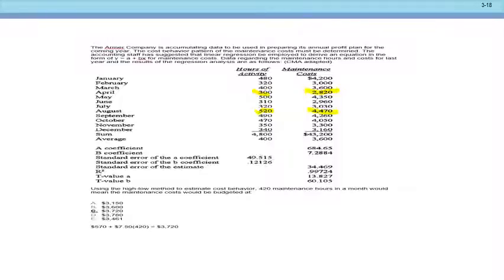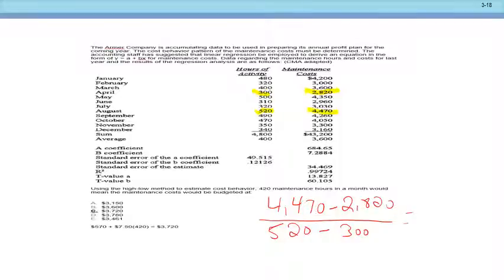So we're just going to go ahead and use the high-low method. And so when we use the high-low method, we're going to take this 4470 minus what? 2820, and we're going to divide that by 520 minus 300, right? And what's the math on that come out to? 4470 minus 2820 is, just do that top part. Give me the math on the numerator.